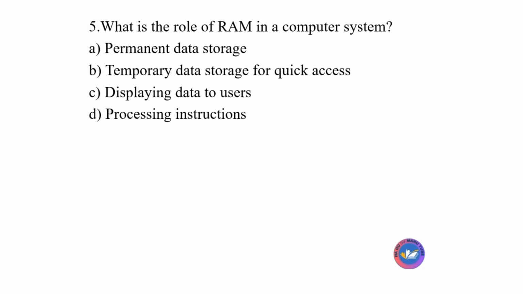The answer is temporary data storage for quick access. RAM, which is random access memory, temporarily stores data and instructions for quick access by the CPU.